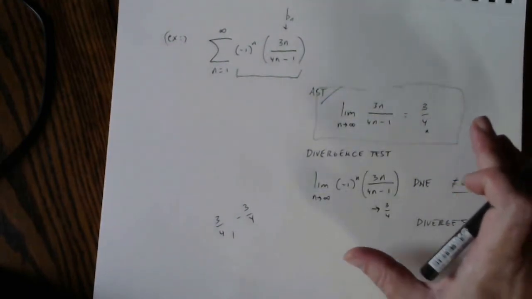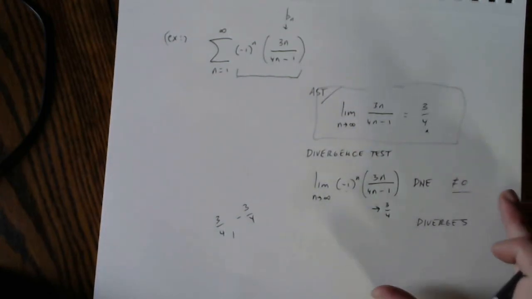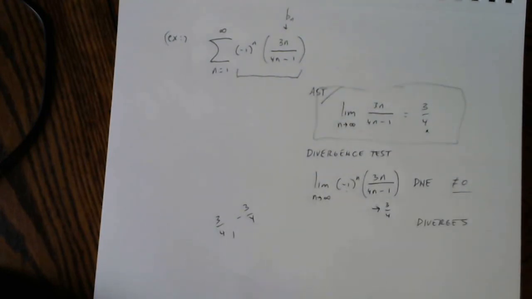But again, this is only to be used on an alternating series, as the name indicates. It doesn't mean that you have to use it on an alternating series. There are a lot of these problems that can be done in multiple ways. Not all of them. It doesn't mean every problem can be done any way, but a lot of them can be done more than one way. Okay? Thanks.